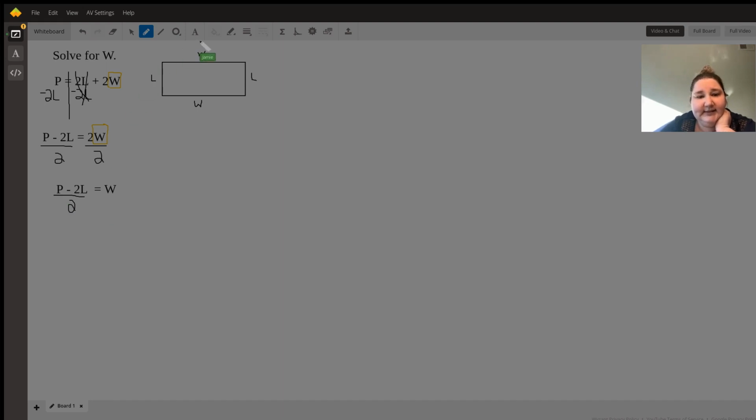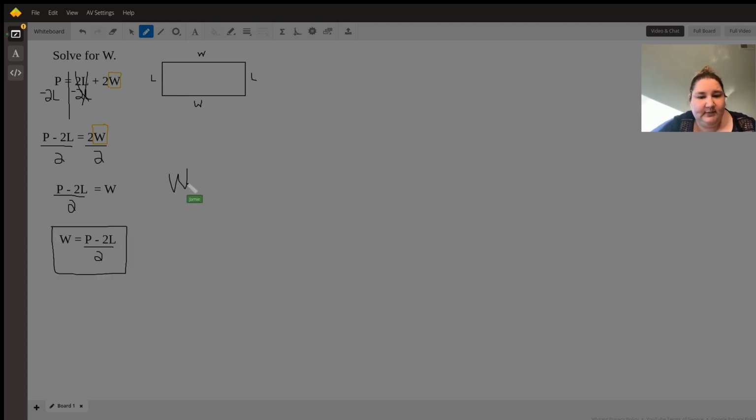Keep in mind that what I have here is the same as just saying W equals P minus 2L divided by 2. You could write it on the left or the right. It means the same thing. Now, if you did want to simplify that, here's one answer, one way of writing it.